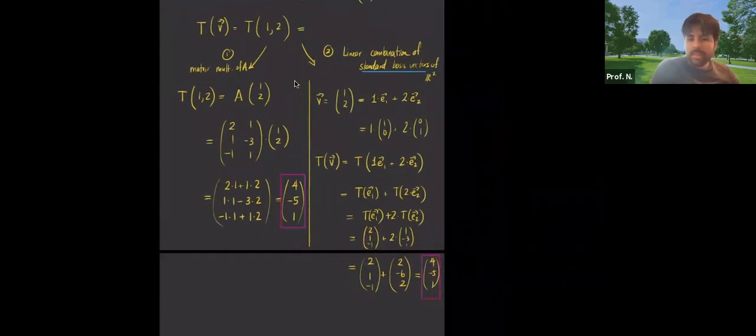So do you guys see how either way that I view this expression, as a matrix multiplication by A or as a linear combination of standard basis vectors, I get the same exact thing? Because they are the same exact thing. They're just viewed from a different vantage point. Here I'm dealing with the standard basis vectors, E1, E2.